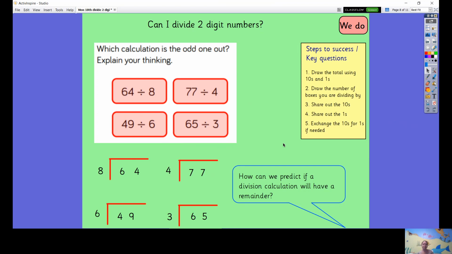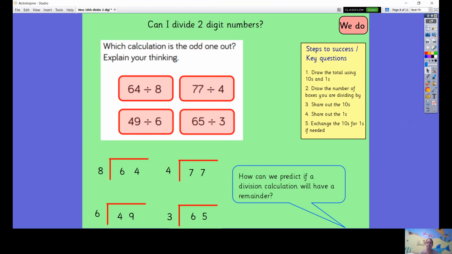Okay, so the answer to the question, which calculation is the odd one out? The suspense is killing you, I know. The answer is this one is the odd one out. And the reason that one is the odd one out is that it is the only one that doesn't have a remainder. All of the others will have a remainder when you work out the answers.